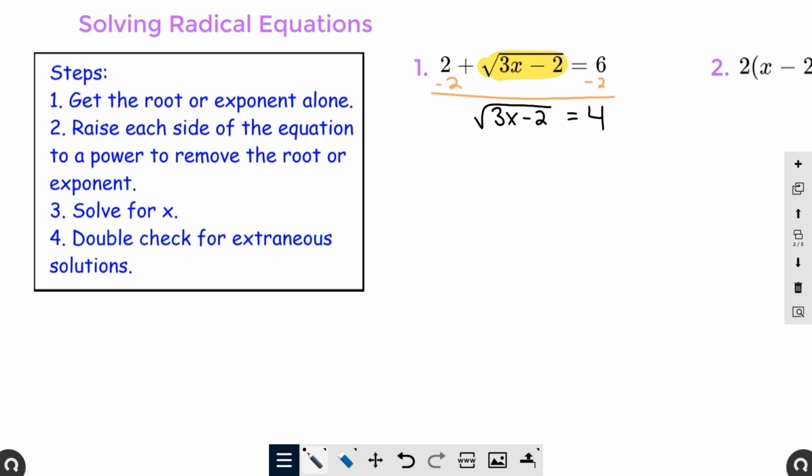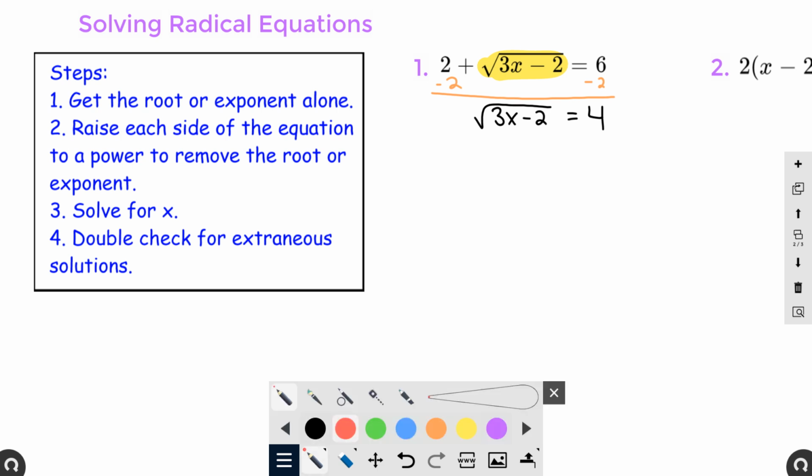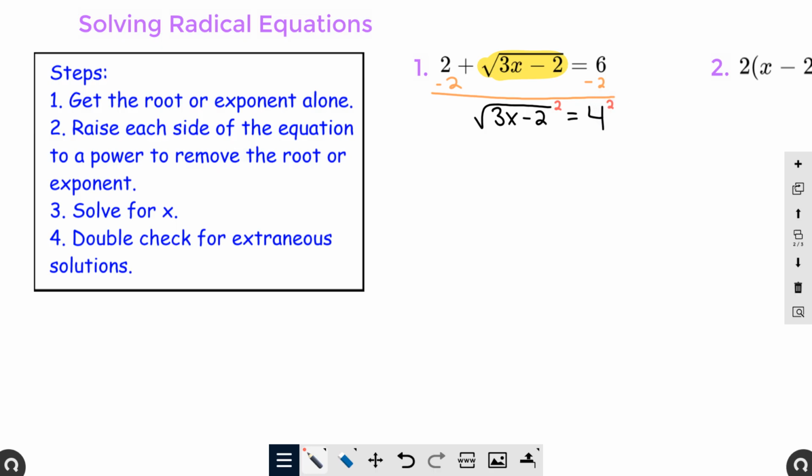So what's the opposite of a square root? 2. It's a power of 2. So we're going to put a power of 2 on both sides. So on the left side, you're going to get rid of that square root. And on the right side, you just square the number. What's 4 squared? 16.